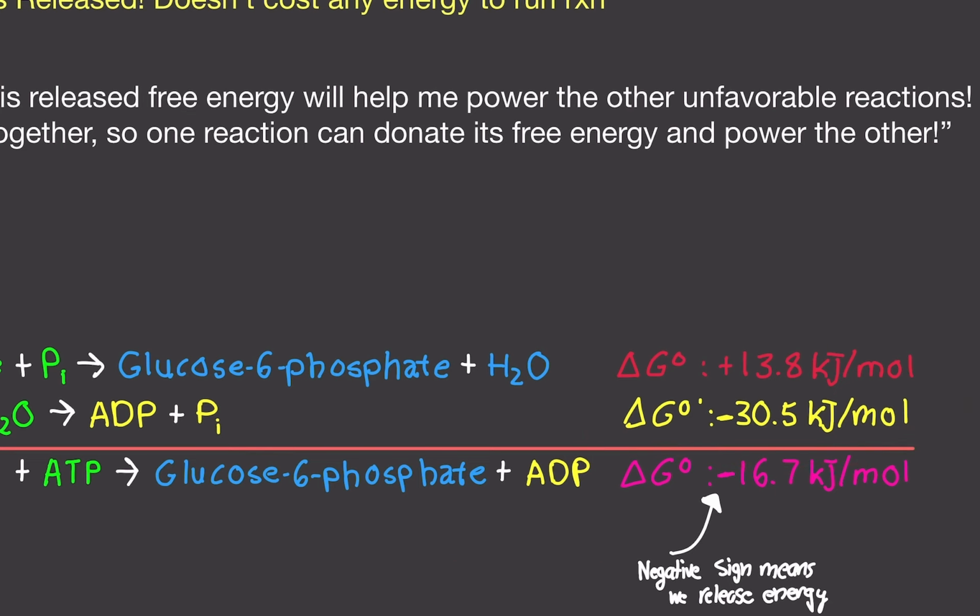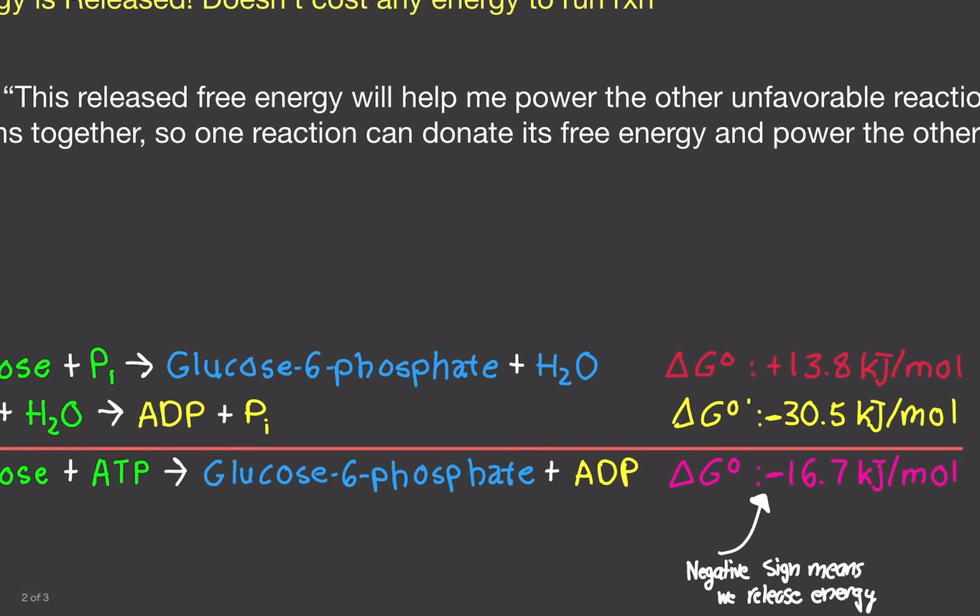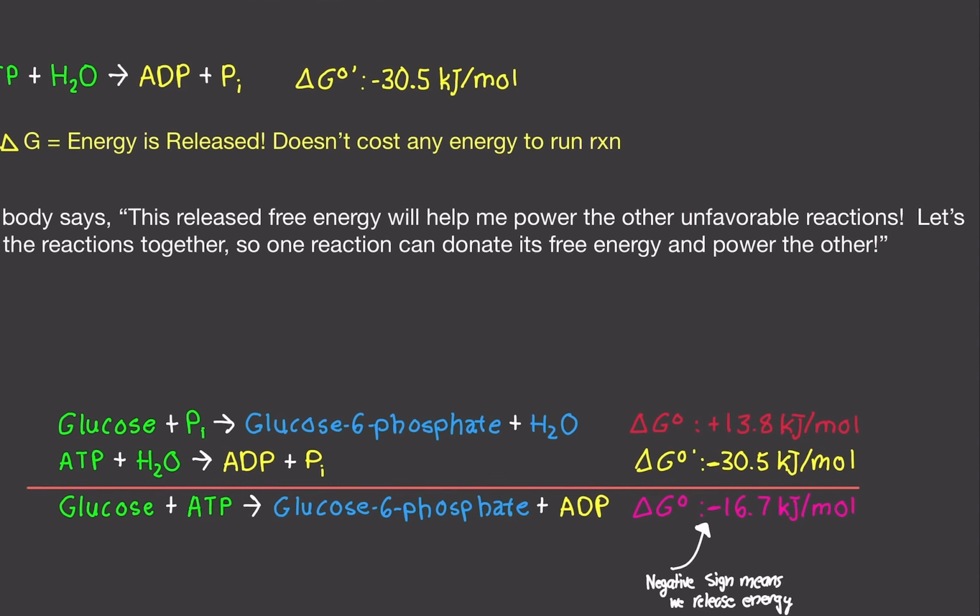Now notice that this delta G value is negative. So this reaction is actually going to release even more energy. When it releases energy, this new reaction that we just coupled, since it has a negative delta G value, is going to go power another reaction in our body, wherever it is. It's going to couple with another unfavorable reaction. And this just cycles. And that's how our body runs.